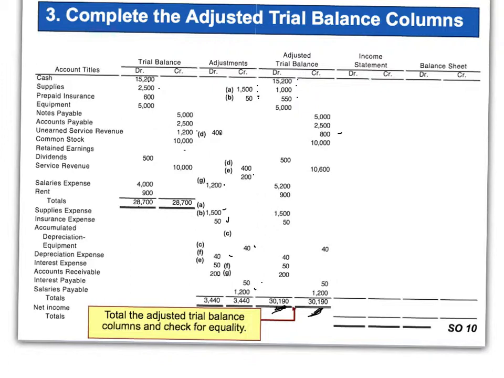We start with the income statement. Well, first of all, service revenue was a credit here, would go over as a credit in the income statement. All these expenses are debits in the adjusted trial balance. They will be debit on the income statement. So supplies expense would be a debit in the adjusted trial balance. It would be a debit on the income statement. And that's what we do. We sort the accounts that belong to the income statement into the income statement columns.